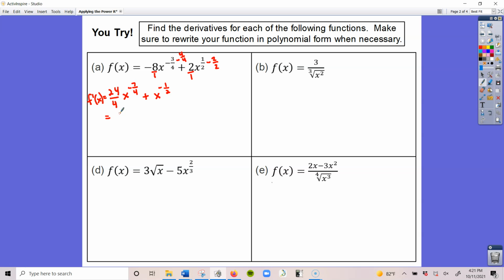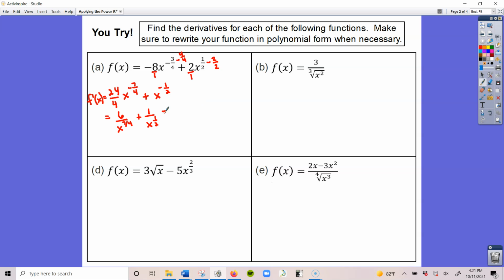So 24 over 4, that's 6. Then x to the negative 7 over 4, I can bring this down to the denominator. So that would be x raised to the positive 7 over 4 plus, and x to the negative 1/2, that's going to move down. So in the numerator will just be 1 over x to the 1/2. So this is another acceptable answer.